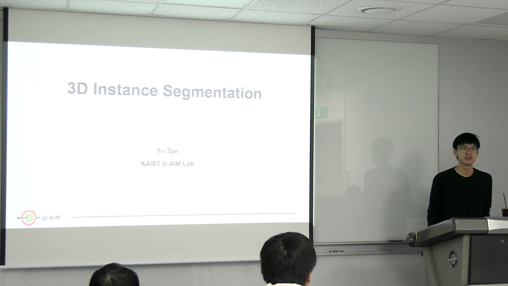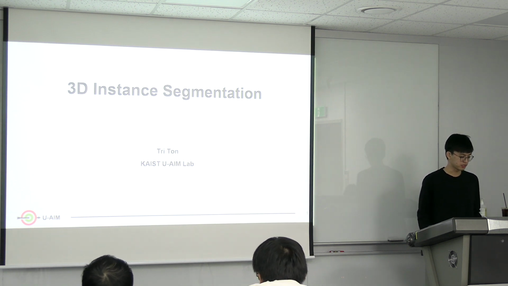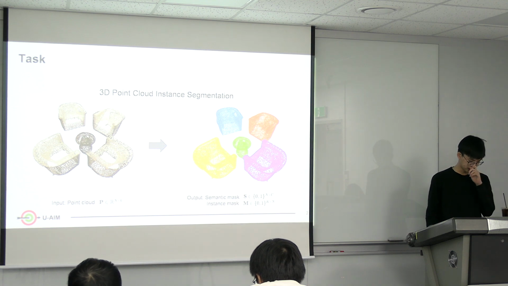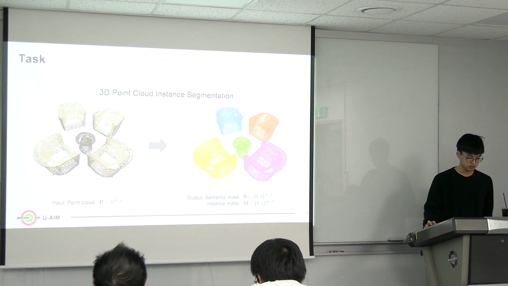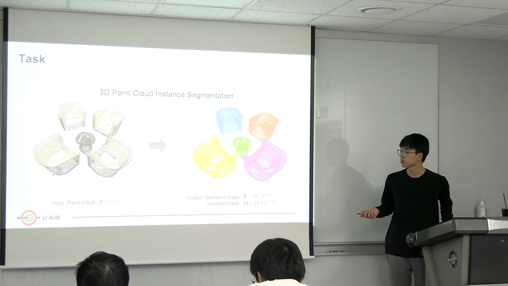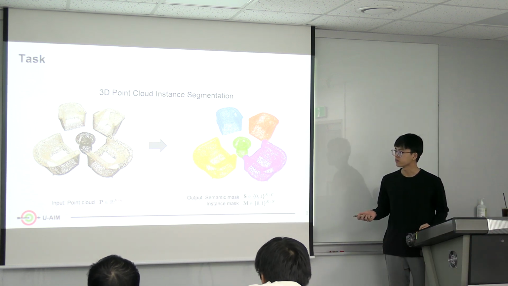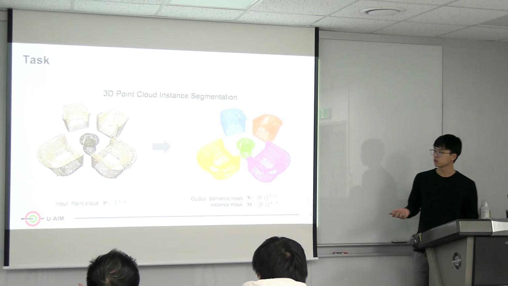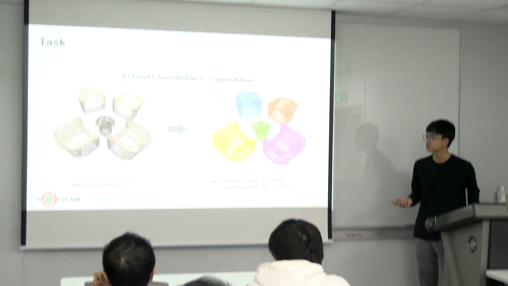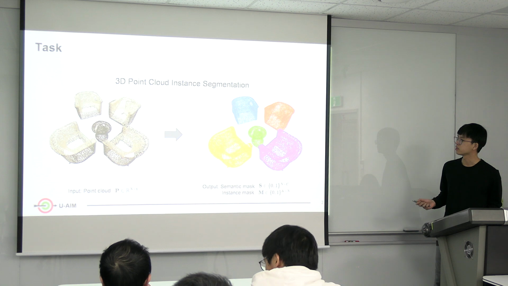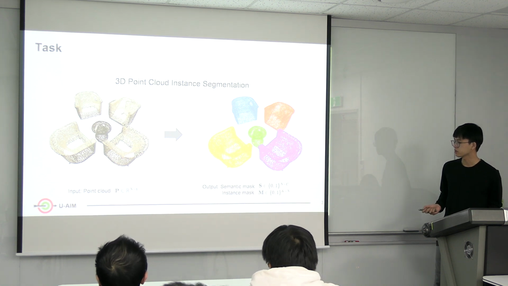Today we'll present a survey on 3D instance segmentation. First, let me introduce 3D instance segmentation. For the task, the input is the point cloud, N_PS by 6, where N_PS stands for the number of points, and 6 stands for the coordinates and features like RGB. We want to assign each point to an instance ID, like this one has 5 instances. So this is the instance map.